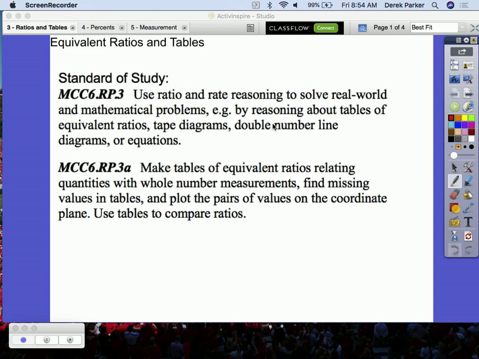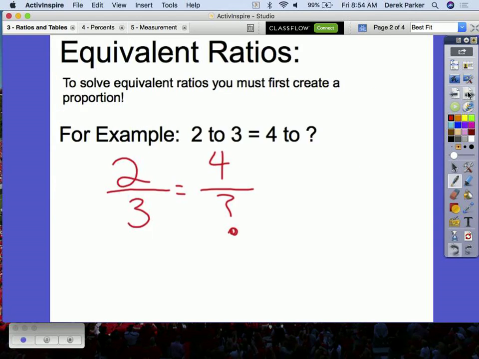In this lesson, we will be learning about equivalent ratios and tables. The standard is RP3. Use ratio and rate reasoning to solve real-world and mathematical problems in equivalent ratios. To solve equivalent ratios, you must first create a proportion. For example, 2 to 3 equals 4 to what?